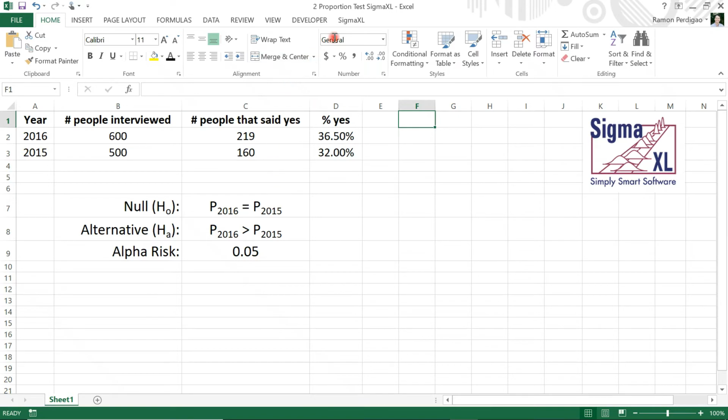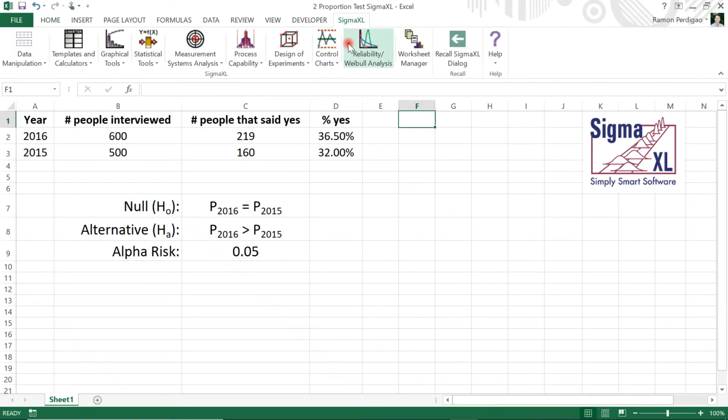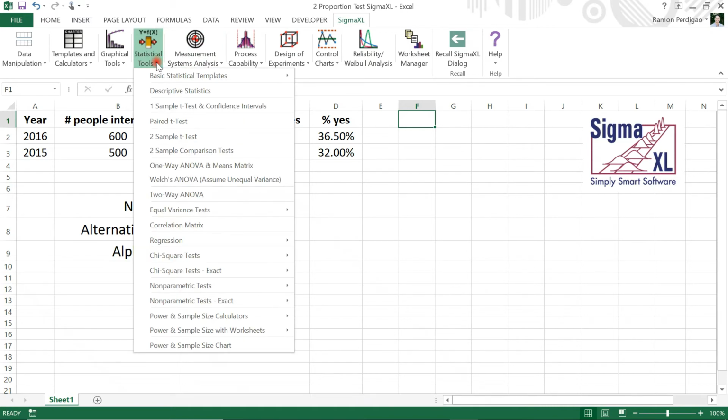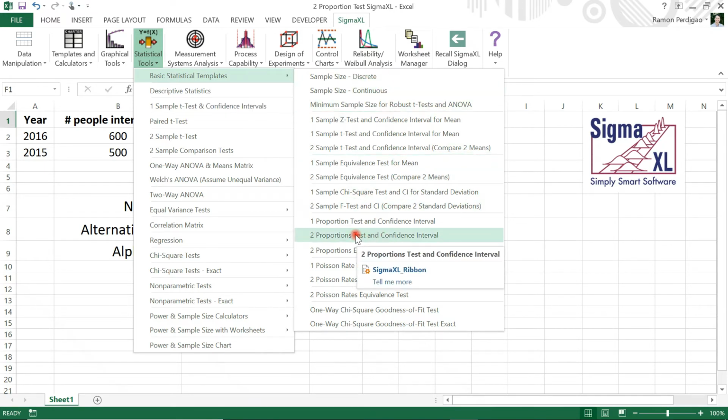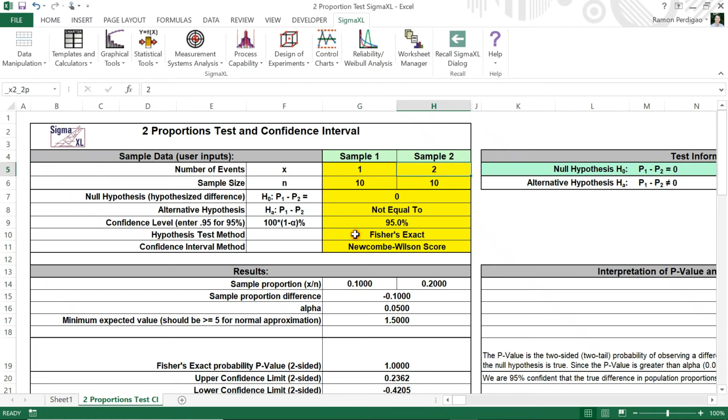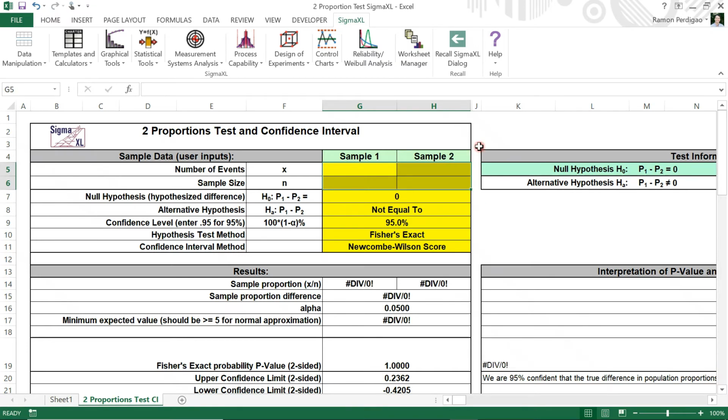We're going to go to the SigmaXL menu options here. As you can see, there are a lot of different things. I'm going to open the Statistical Tools menu and then go to Basic Statistical Templates, all the way down to Two Proportions Test and Confidence Interval. Before I start doing anything else, I just want to make sure that my alpha is set to what I wanted, so it is 0.05. And then just to make it a little simpler, I'm going to clear this out so I don't get confused on the numbers here.